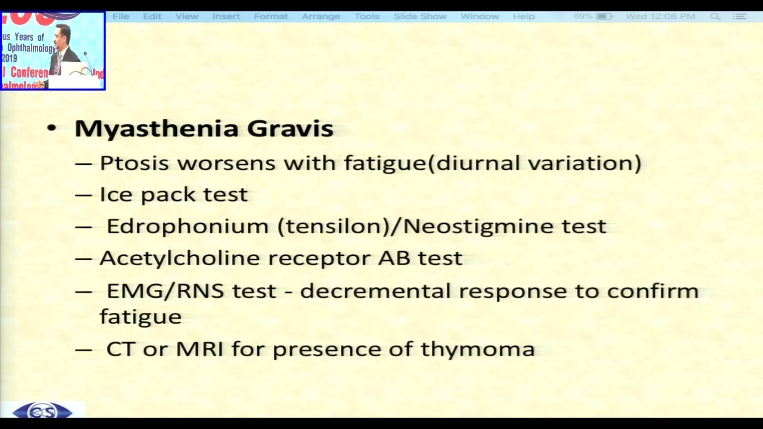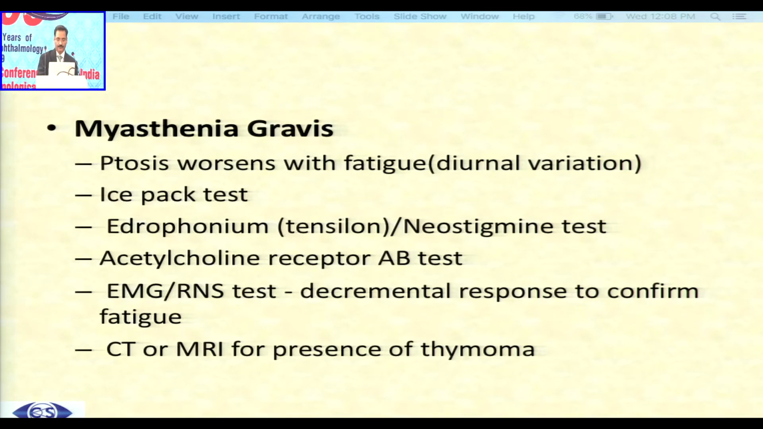Then the tensilon test or neostigmine test. Tensilon, which is a trade name of edrophonium chloride. Unfortunately, it is not available in India, so we have to resort to the neostigmine test. Then there are the blood tests, the acetylcholine receptor antibody test, which can be done from serum, quite costly, but can be done. Then there will be a decremental response on the RNS test, repetitive nerve stimulation test, and EMG. And CT or MRI can be done to rule out thymoma.